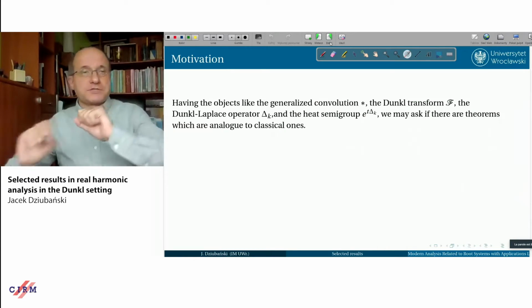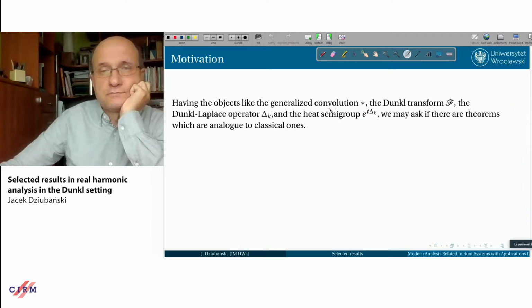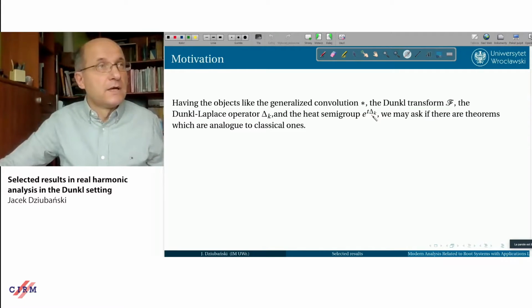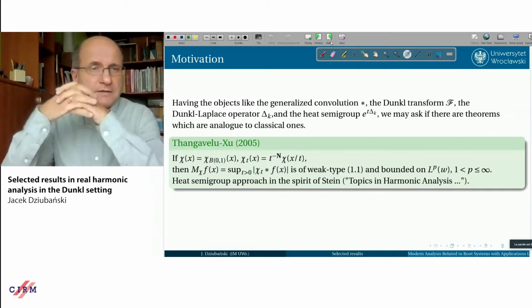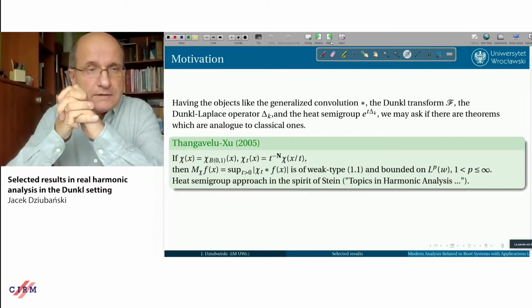So now, motivation. Having the objects like the generalized convolution, the Dunkl transform, the Dunkl Laplace operator, and the heat semigroup generated by this operator, we may ask if there are theorems which are parallel to classical ones. Let me start with one of the first results in this direction. This is a result of Thangavelu and Xu.